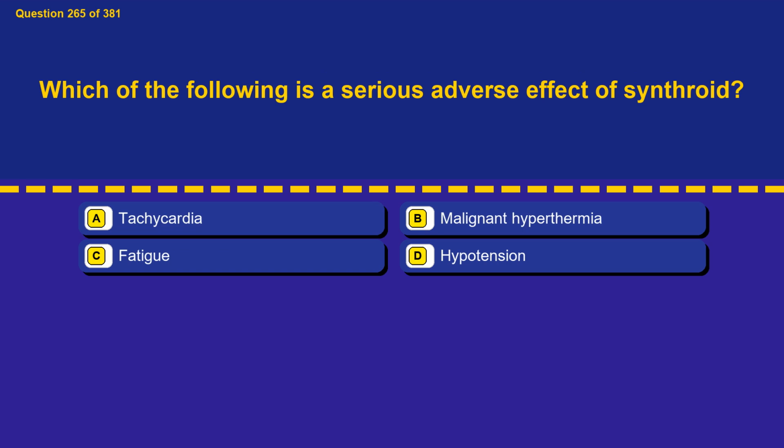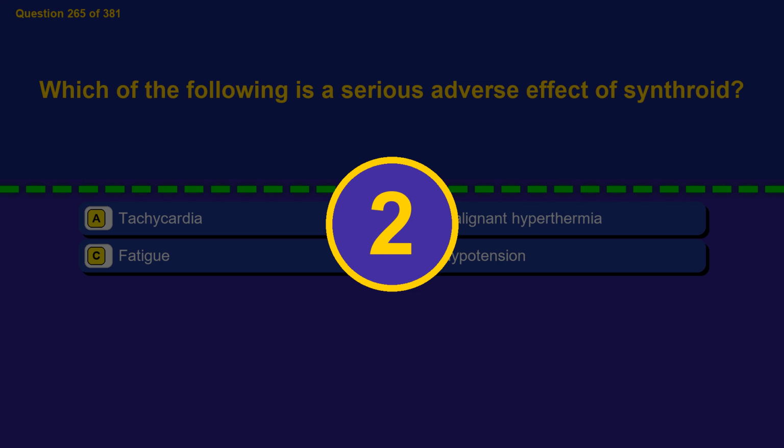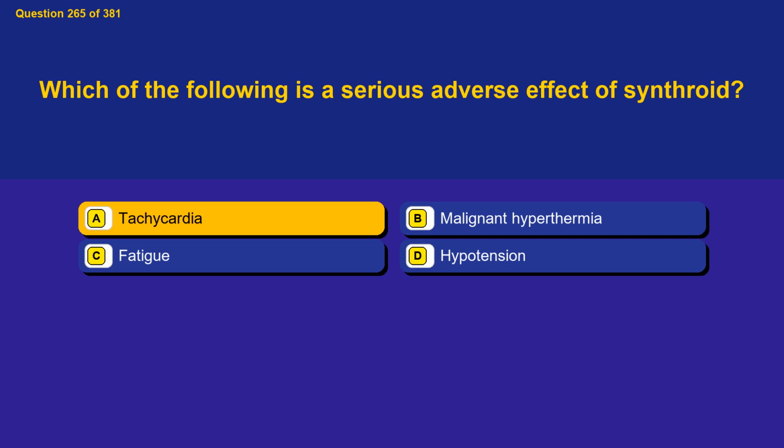Question 265. Which of the following is a serious adverse effect of Synthroid? Option A, tachycardia. Option B, malignant hyperthermia. Option C, fatigue. Option D, hypotension. The correct answer is option A, tachycardia.